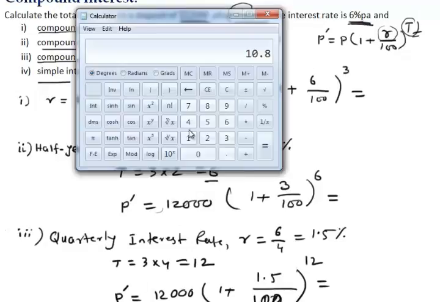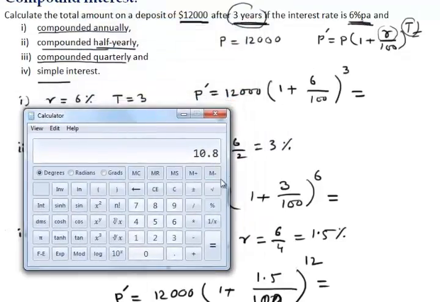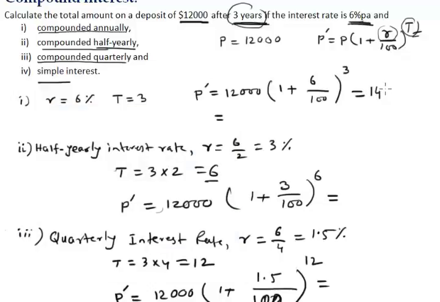Let us use our calculator. So 1 plus 6 divided by 100 means 0.06, 1.06. 1.06 to the power 3, cube, then times 12,000. We will be getting $14,292.19. So in this case, this will be the result.